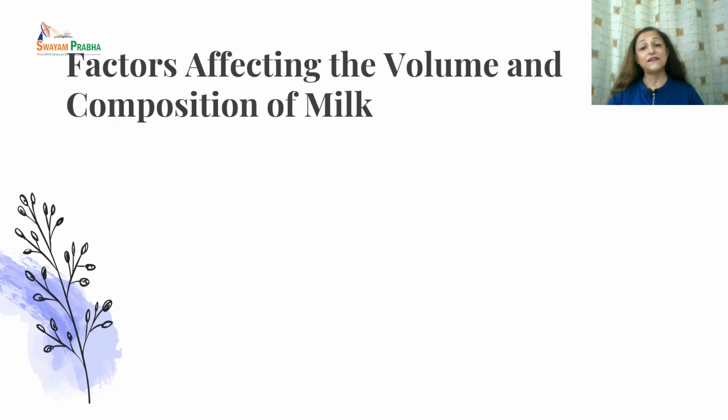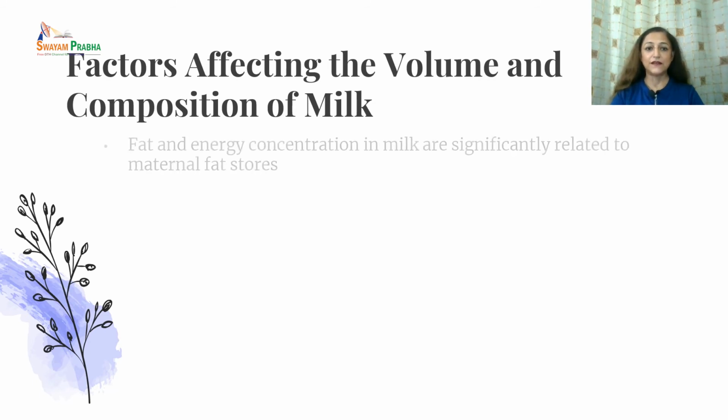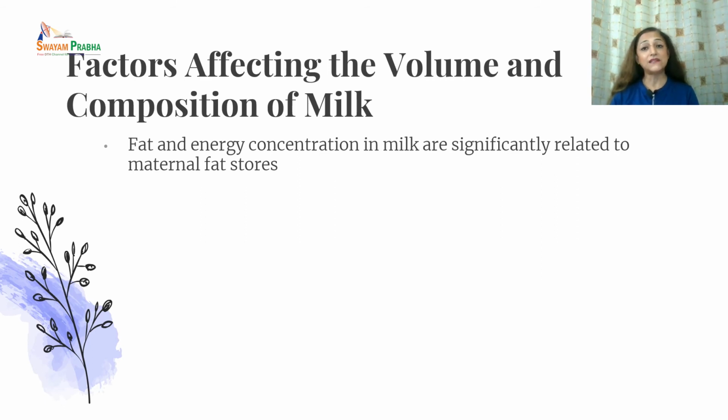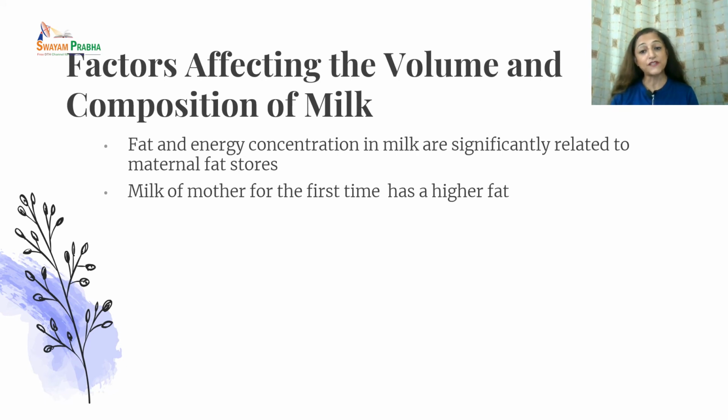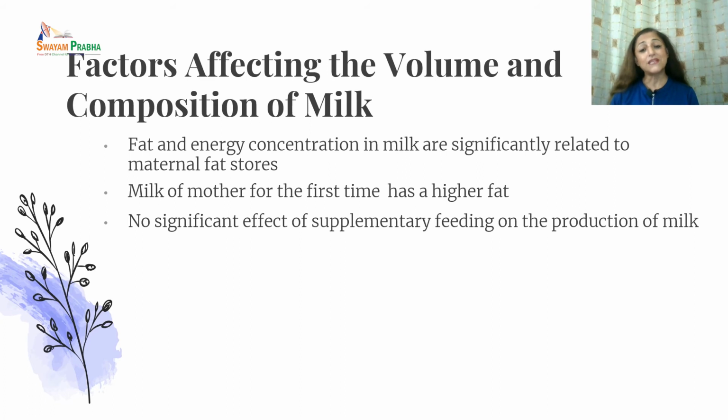There are certain factors which affect the volume and composition of the milk. For example, fat and energy concentration of milk are significantly related to the maternal fat stores. These maternal fat stores or reserves are formed when the mother is pregnant. And the milk of a mother having her first child has a higher fat concentration than that of a mother having had children before. There is no significant effect of supplementary feeding on the production of milk.